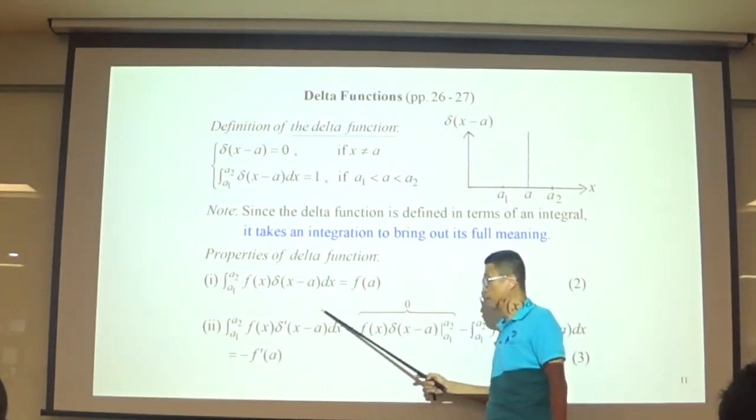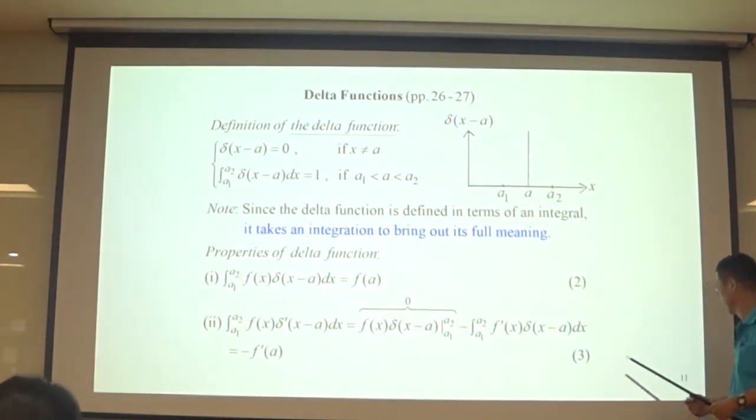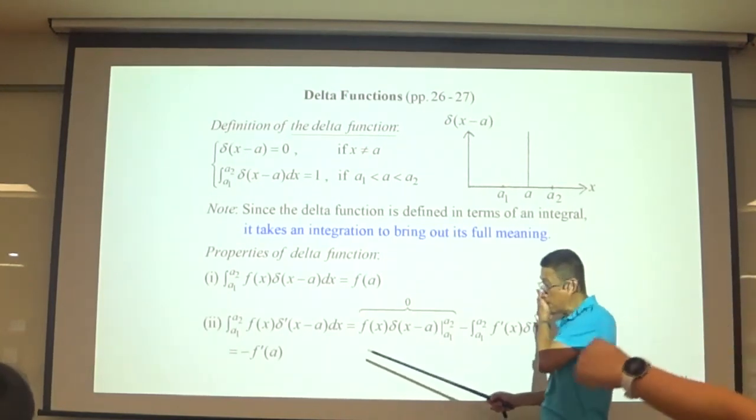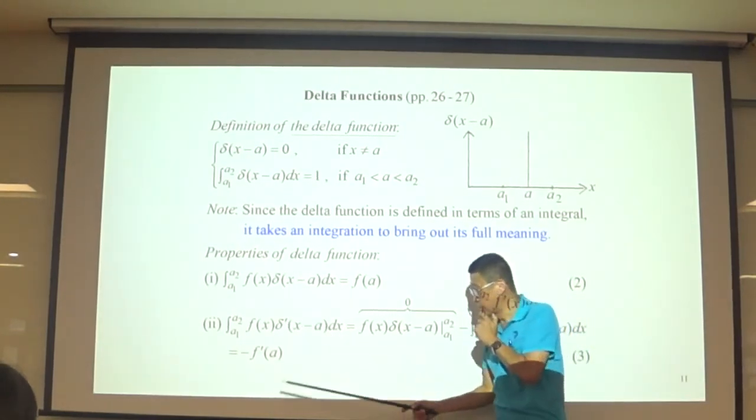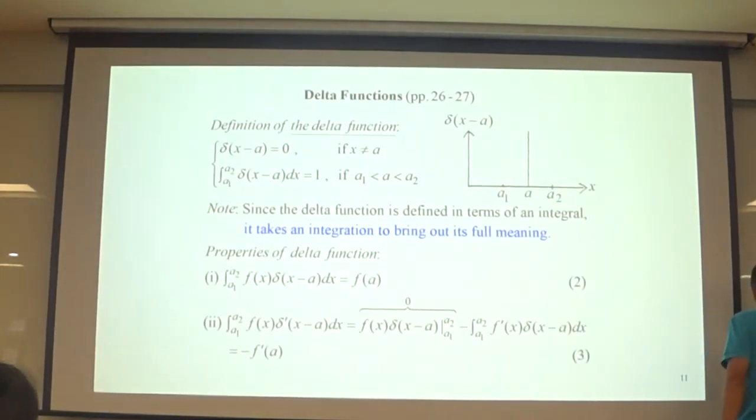And then the second property: f of x, but this time we have the first derivative, delta prime. Delta function prime just indicates delta prime (x minus a), it's a shorthand notation.